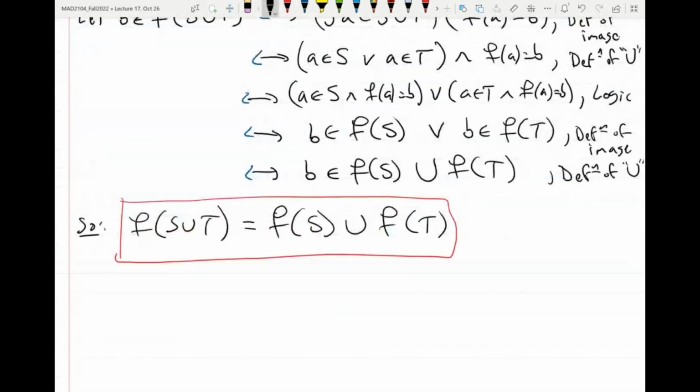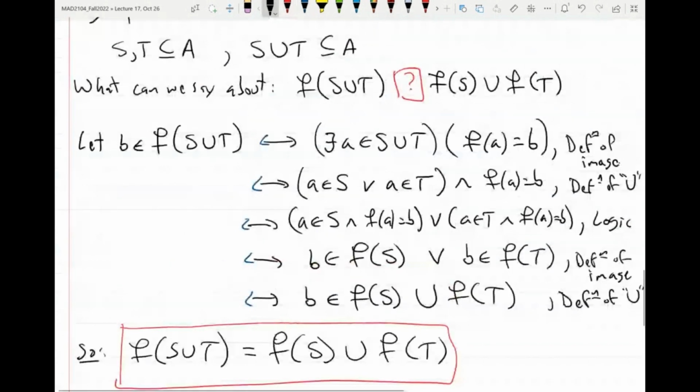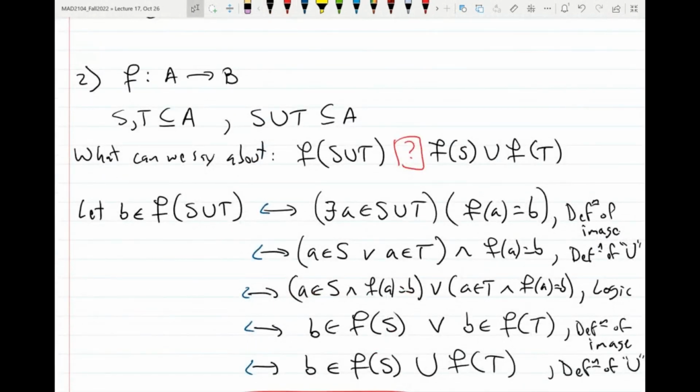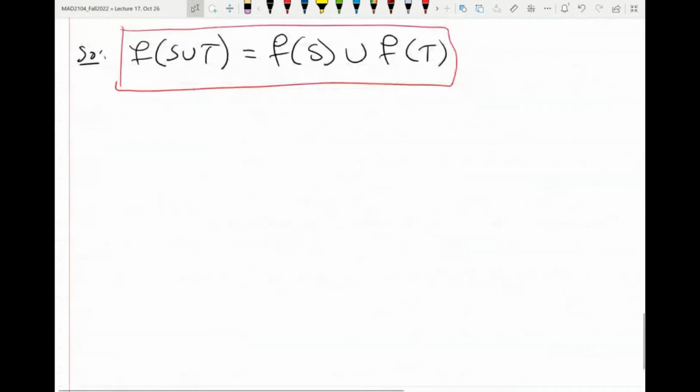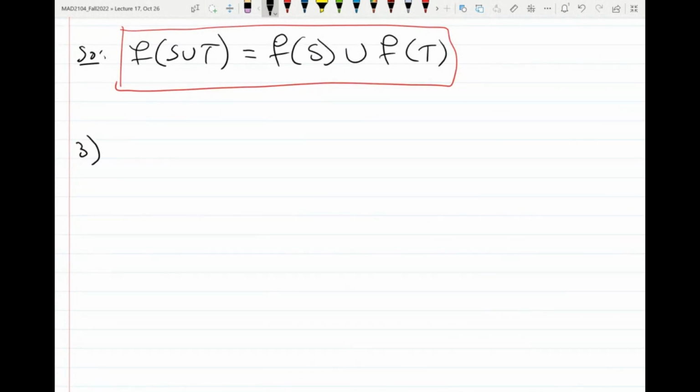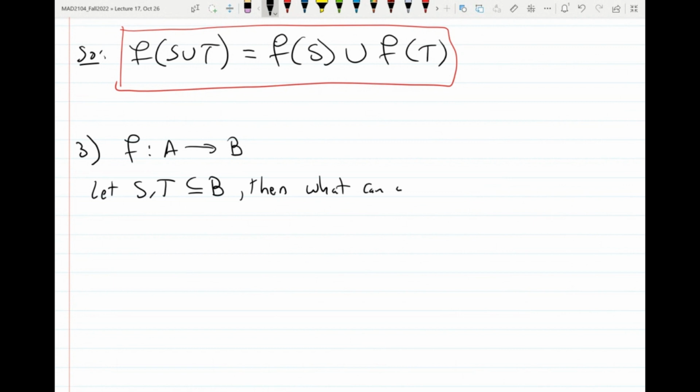Okay, so let's do inverse image. Why don't you try it? So let's call this one number 3 now. Again, f goes from A to B. Now this time, we want to see how inverse image behaves with respect to union. So we need to take two subsets of B. So let S and T be subsets of B now. Then what can we say about this?